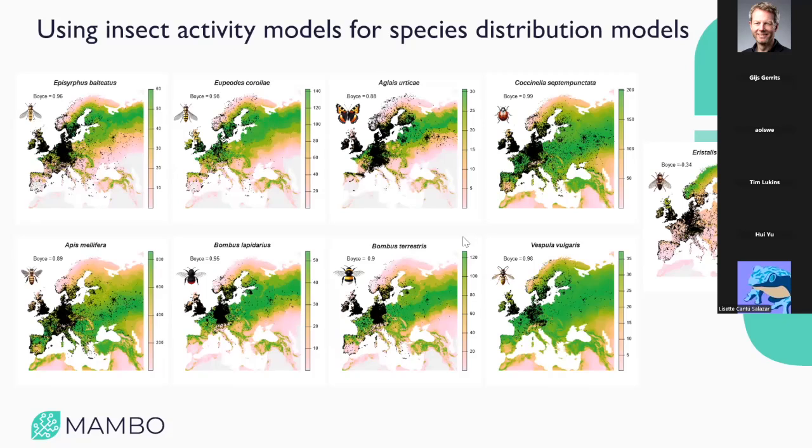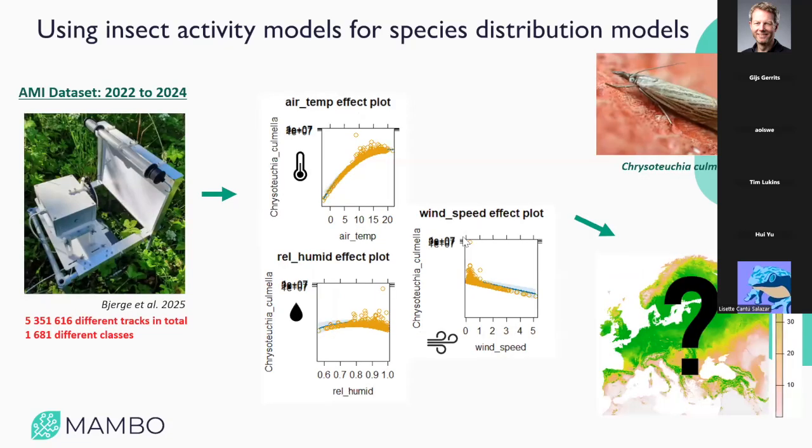Because this worked well, we now want to try it out for nocturnal insect species. Therefore we got a cool data set from the AMI cameras. And so far we saw that the nocturnal insect species' activities are also highly dependent on weather variables. So I'm excited to see whether it will also work for modeling the species over space.